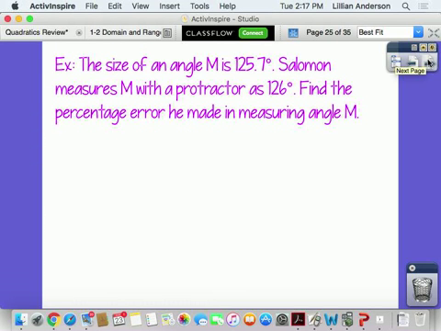Let's take a look at an example using percentage error. A couple of examples. Okay? We'll work through this one together. Alright? So you don't have to worry about writing it down. You'll write down the next one, which is a little bit longer.